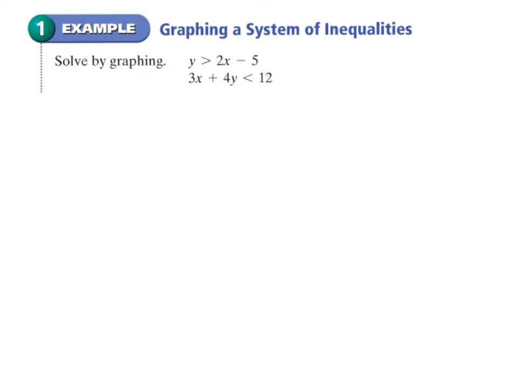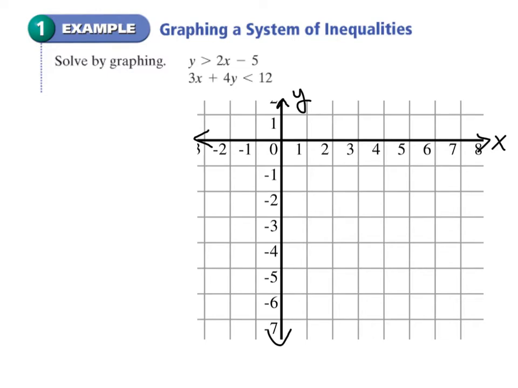Example number 1, solved by graphing. y is greater than 2x minus 5, and 3x plus 4y is less than 12. So let's start graphing these. Personally, I like solving them for y. This first one is already solved for y, so I would just graph the equation, which is called the boundary line, y equals 2x minus 5. So we graph that, which is a review.